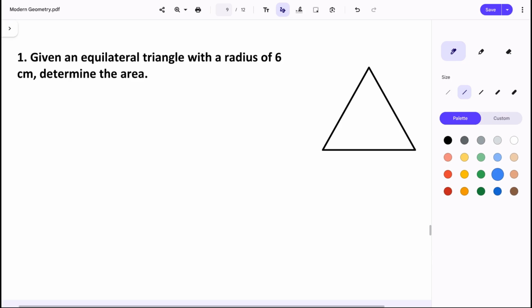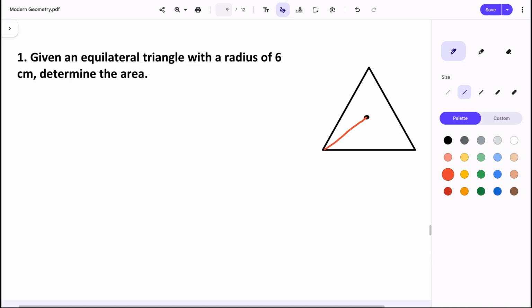Now they're telling me my radius is 6, so let's draw that in. The center of your triangle, just kind of estimate where you think the middle would be. Just draw a point there in the center. My radius would be going from that point to one of the corners.